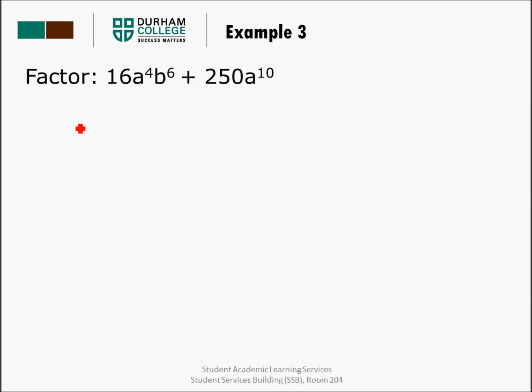You may notice that there are common factors in each of these two terms, so you can factor those out. A common factor between 16 and 250 is 2, so I can put that in front. And also, you have a terms in both of them, so I can put down the lowest power of a that you see, a to the 4. So after that comes, you divide each of them by the numbers in front.